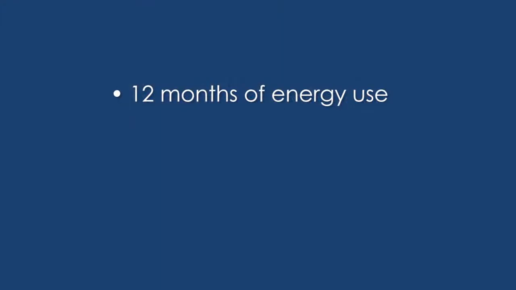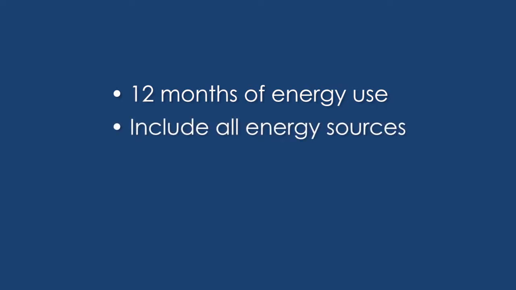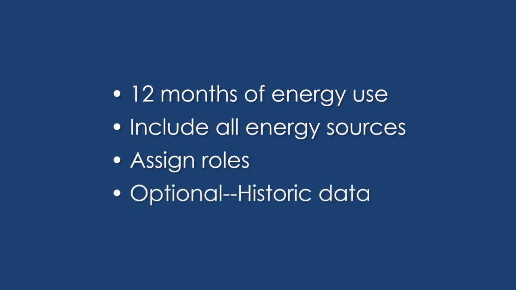To generate a performance score in energy, you'll need to provide 12 consecutive months of total energy use for the whole building. Include all energy sources such as electric, gas, steam, and solar energy used in the building. Determine who is tracking the information for the building and how the data is being tracked. You will need the information on a regular basis, at least monthly. And optionally, you can include data from the previous 12 months to get started.